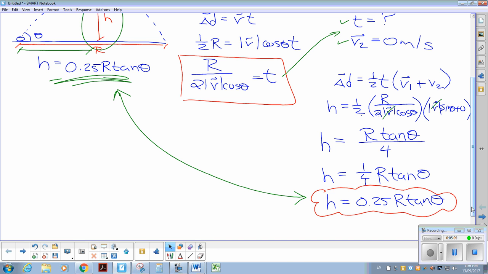Can you expect a question like this on a test or exam? I would say yes, about that difficulty. And keep in mind, you're just substituting one equation into another and playing around with the equations.